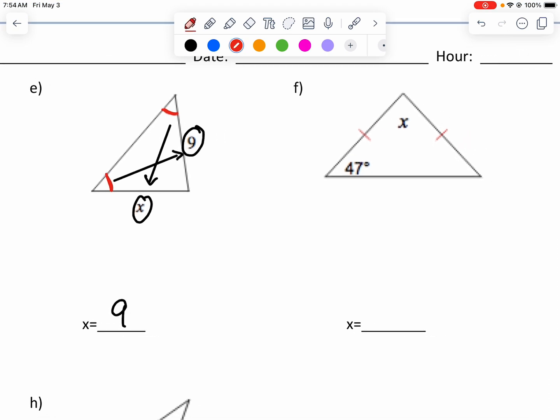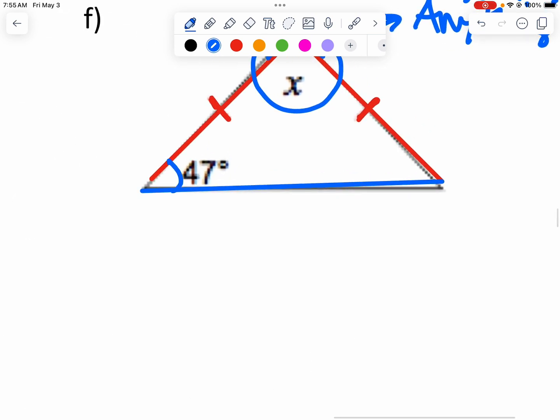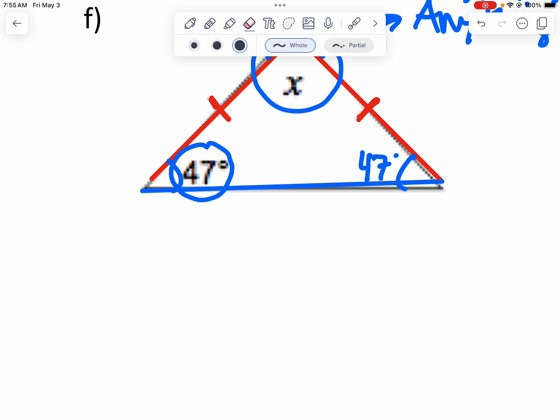Letter F, here we go. This one's a little bit trickier. I have two legs. And I know that the two legs meet at the vertex angle. And the vertex angle, I am not worried about with congruency. I can't tell anything about this yet. Nothing. But I do know something about the base angles, which would be this one and this one. If this one's 47, then that one over here must also be 47 degrees.